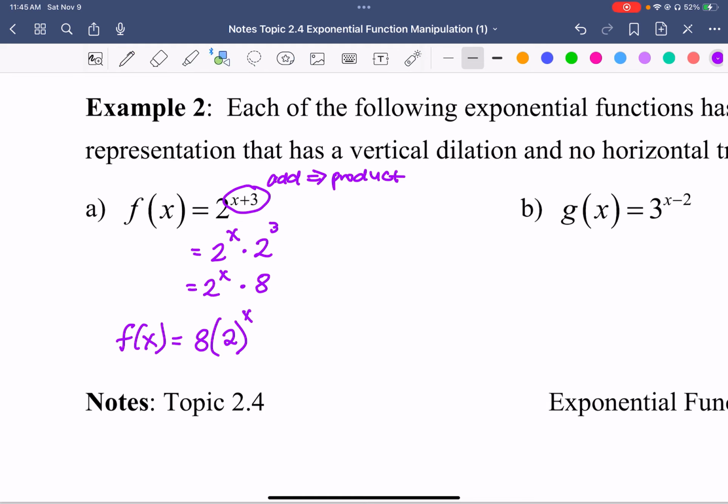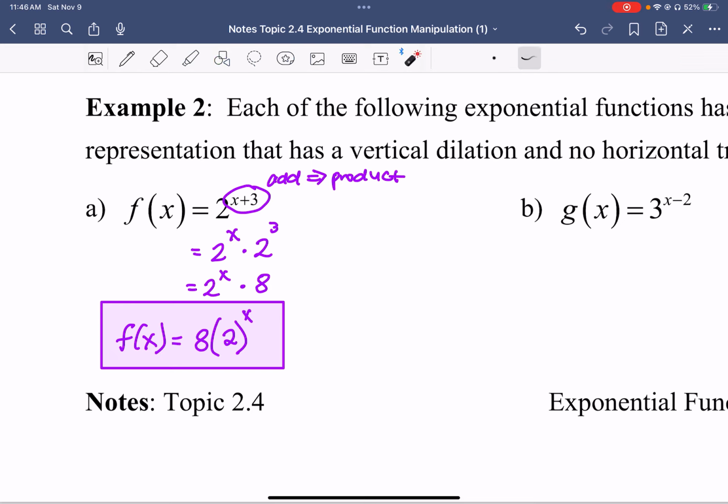Now you cannot multiply these together, okay? The base of 2 is attached to the exponent of x, so these are a unit, the same way that you wouldn't add 8 plus 2x, okay? Those are two completely different things. So please do not multiply 8 times 2. Okay, so that is the final answer.